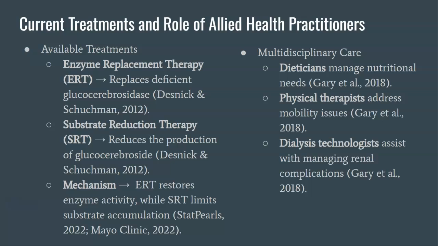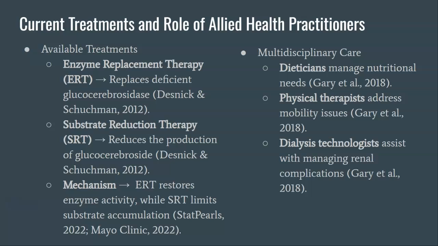Currently, there are 2 main treatments that are available to treat Gaucher disease. First is enzyme replacement therapy, or ERT. ERT replaces the deficient glucocerebrosidase, which in turn allows lysosomes to break down the stored glucocerebroside that was being built up. The second is substrate reduction therapy, or SRT. SRT reduces the production of glucocerebroside, which in turn limits the substrate accumulation within lysosomes.